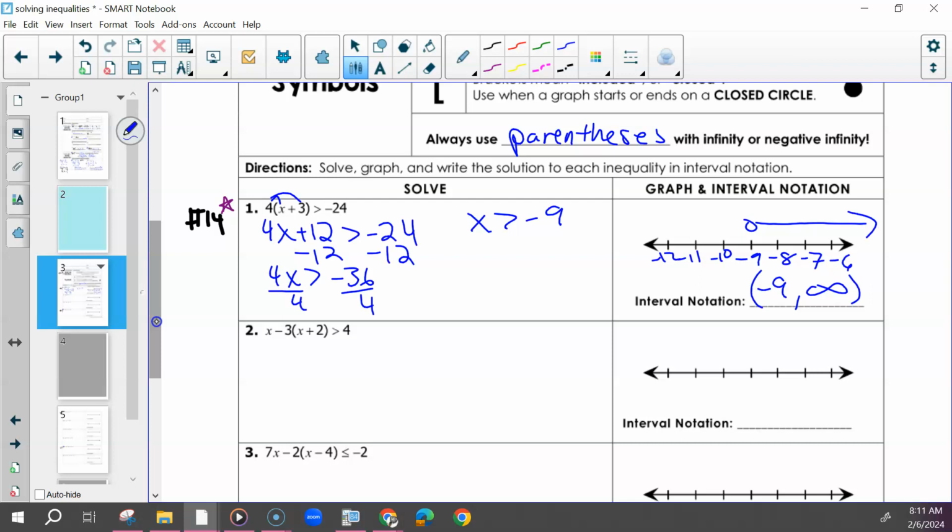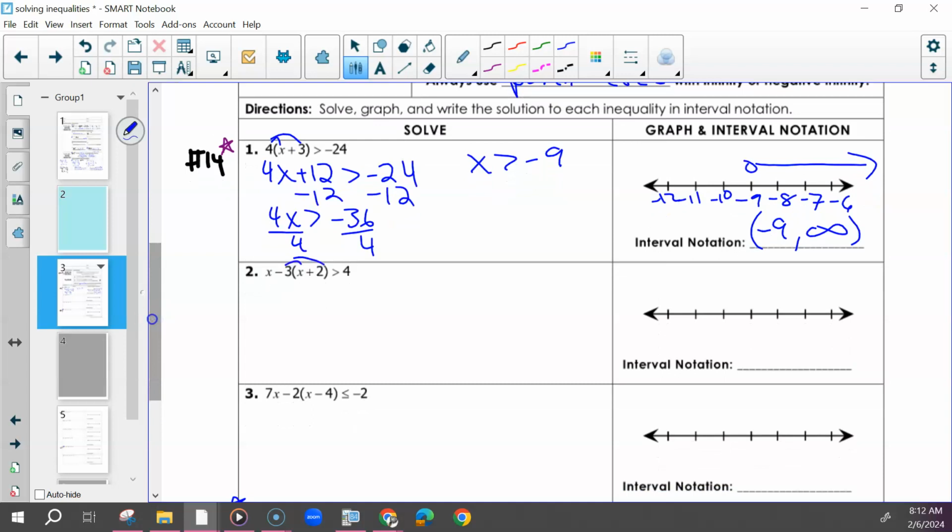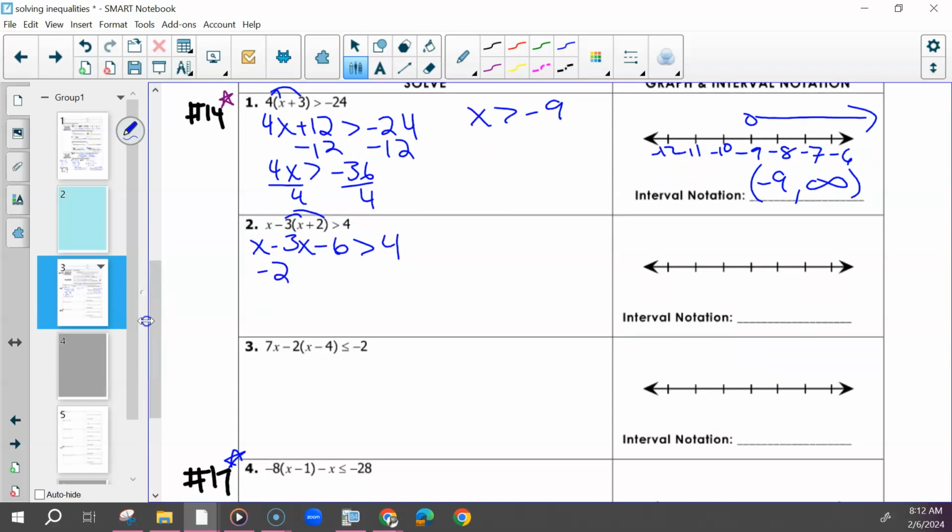Questions on how we do the interval notation so far? Okay, let's do one more. For this one, go ahead and distribute. Combine your like terms. Add 6 to both sides. When we divide, is the sign going to change? Yes. So go ahead and graph that. Should be open to the left.